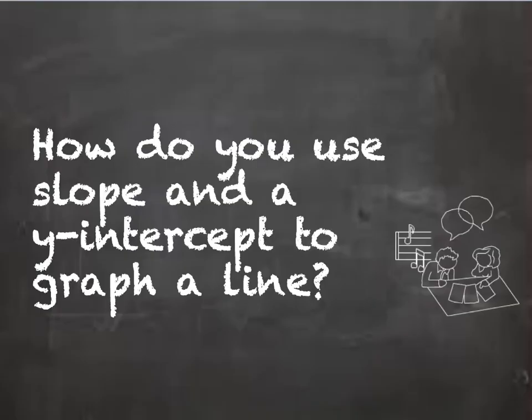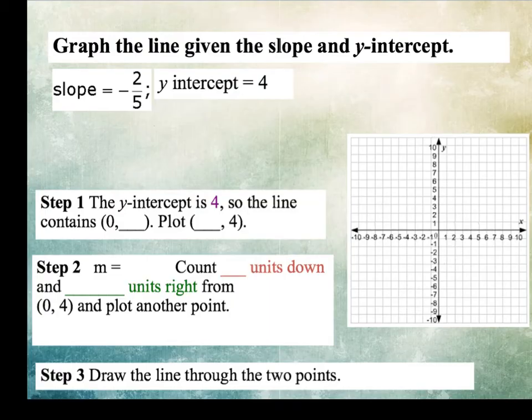How do you use slope and a y-intercept to graph a line? In this video, you're going to complete one example to answer this question. How do we use a slope and a y-intercept to graph a certain line? Graph the line given the slope and y-intercept.